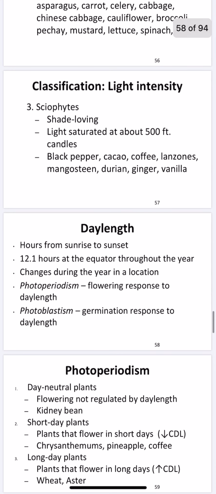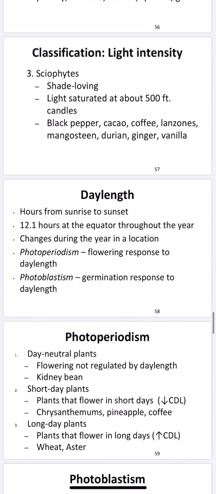And also sciophytes if they are shade loving, and light saturated at about 500 foot candles only. And examples are black pepper, cacao, coffee, lanzones, mangosteen, durian, ginger, and vanilla. And they grow and yield more if they are under shade.